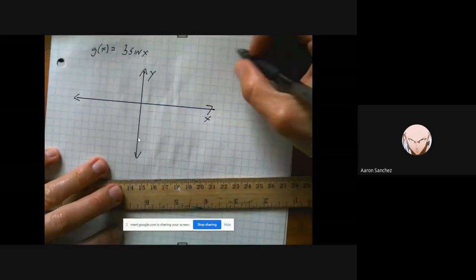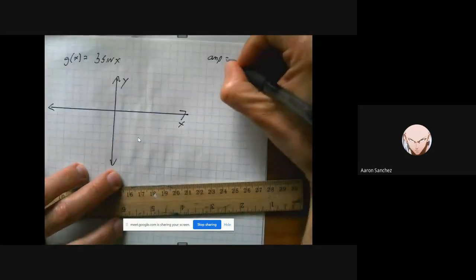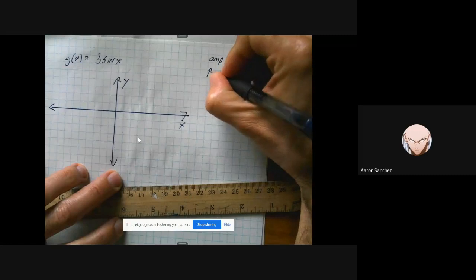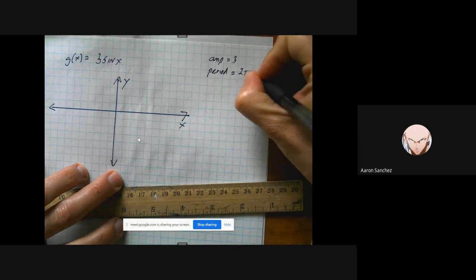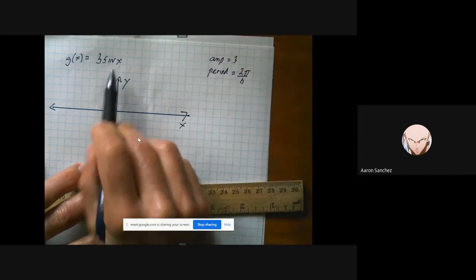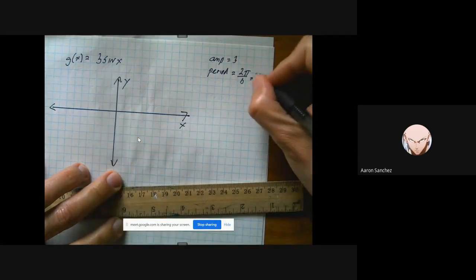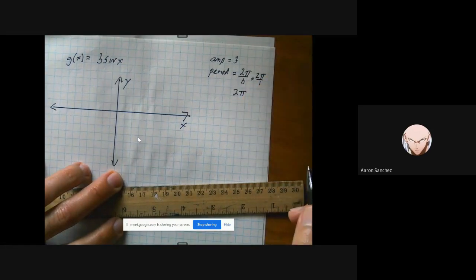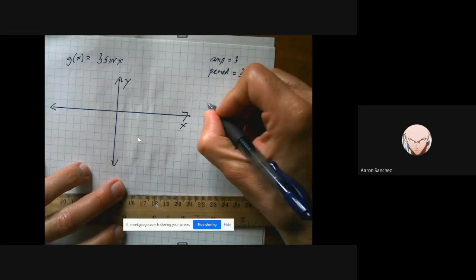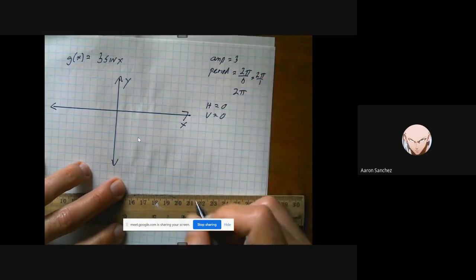So, let's write down what we know. The amplitude is equal to 3. The period, remember the period is 2 pi over b. Now look, there's nothing in front of x, which means my b is 1. So it's 2 pi over 1. So my period is 2 pi. That means I'm going to finish the whole cycle at 2 pi. Okay, horizontal shift, no horizontal shift. Vertical shift, no vertical shift. So my amplitude is 3.